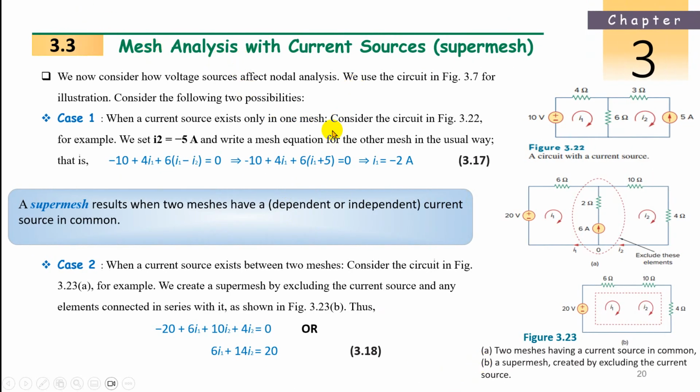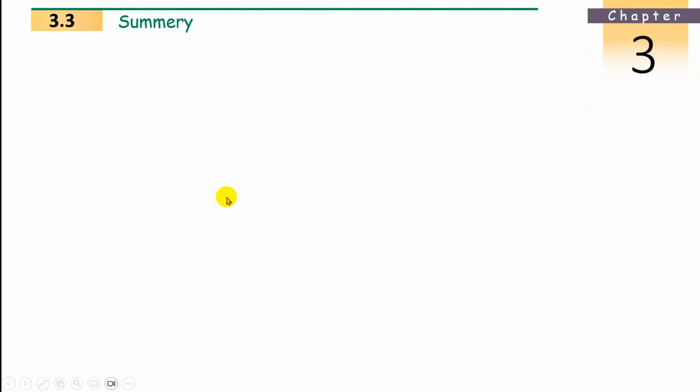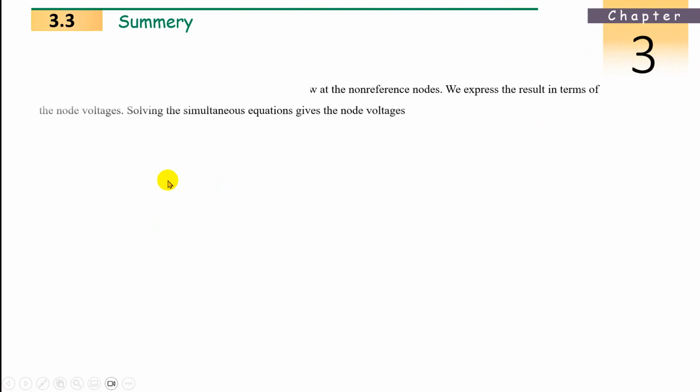Now supermesh, I told you I will delete this topic. So no need to study this one for the mid or final exam. Now we'll check the summary once again.